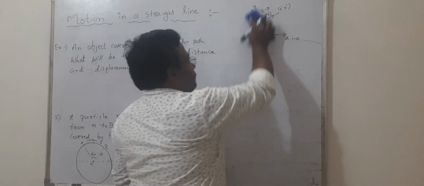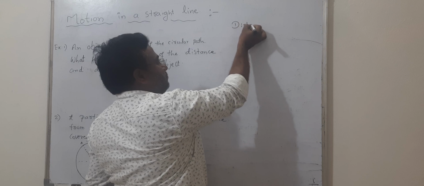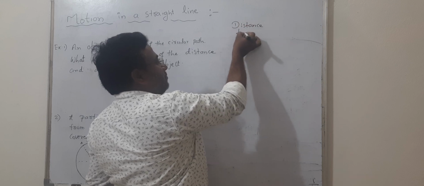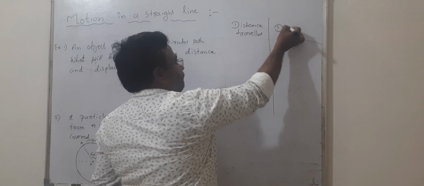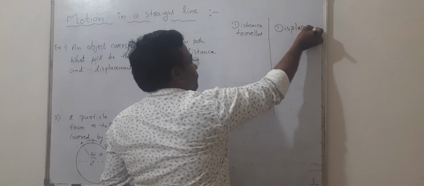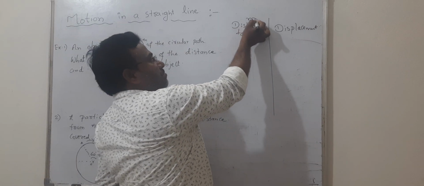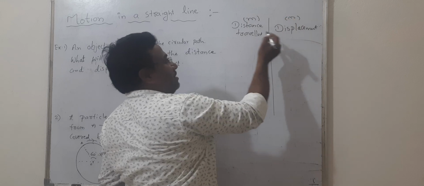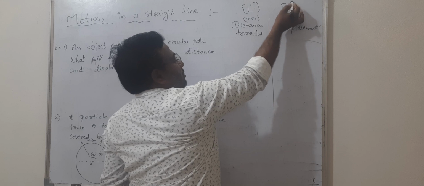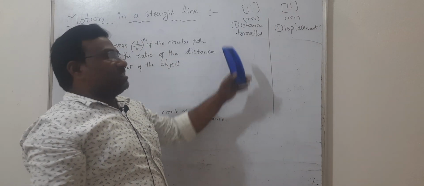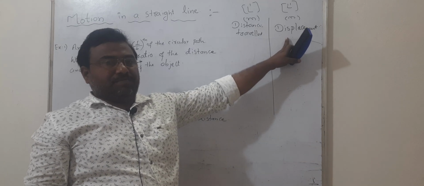So first I tell you about the difference between distance traveled and displacement. Both have the same unit, meter. This is also measured in meter, this is also measured in meter. Its dimension is also L to the power of 1. Its dimension is also L to the power of 1. But the only difference is, distance is a scalar quantity, displacement is a vector quantity. It has both magnitude and direction.